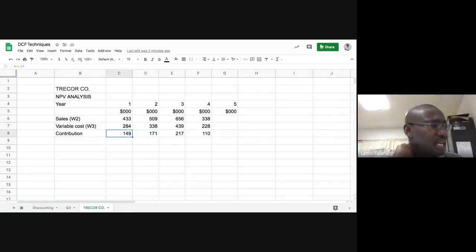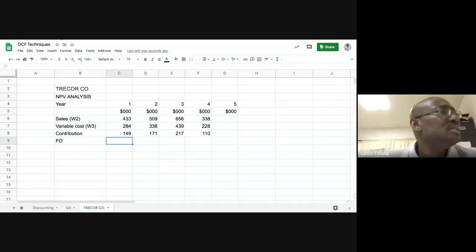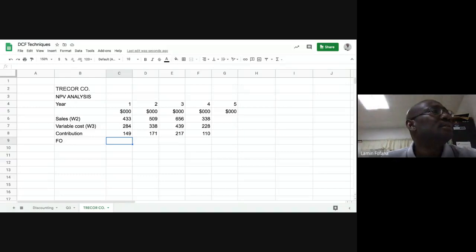We have our contribution of 149, 171, 217, and 110. Okay, so let's calculate our fixed production overhead. We'll do that here. I just abbreviated it FO. I'll just call the security to put the generator on.